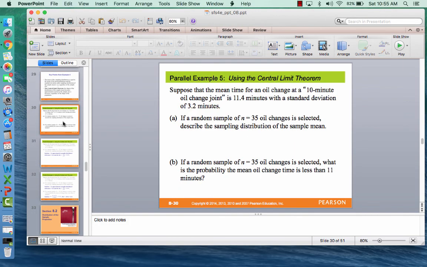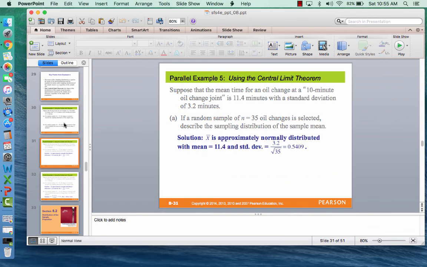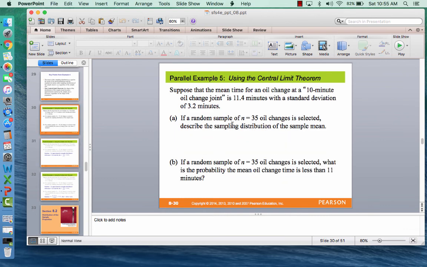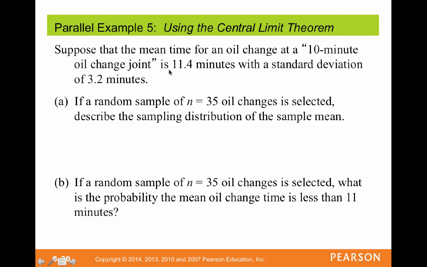So let me just check the other examples here. They're just going through another example. Suppose that the mean time for an oil change at a 10-minute oil change is 11.4 minutes with a standard deviation of 3.2 minutes. Now, the time to complete an oil change could be normal or not. I would guess that it's skewed right. Most times are short, but then some cars have problems, so it takes longer than normal. So if we sample over 30 from a non-normal distribution, they ask us to describe the sampling distribution of the sample mean.